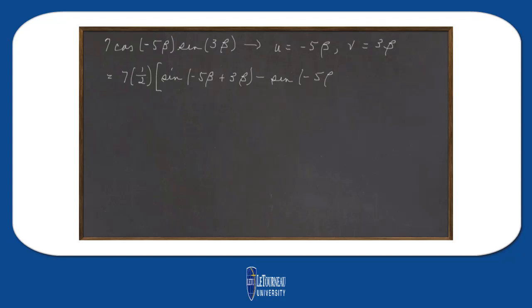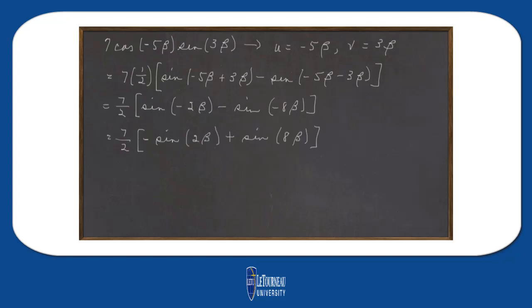So here we go. Let's say we have 7 cosine of minus 5 beta times the sine of 3 beta. U is equal to minus 5 beta. V is 3 beta. So using the formula where we have the product and we want it to go to the difference of two sine functions. Be very careful of your arithmetic. Now we're going to use the even odd idea. So the sine of minus 2 beta is minus the sine of 2 beta, and so forth.